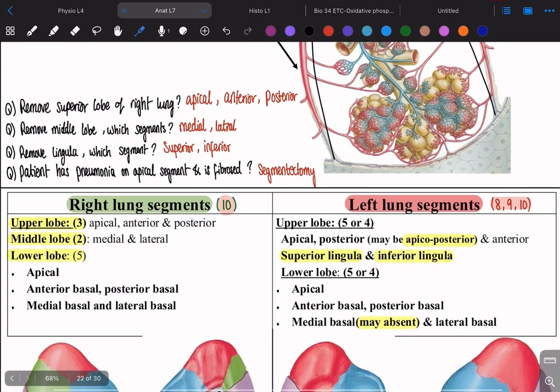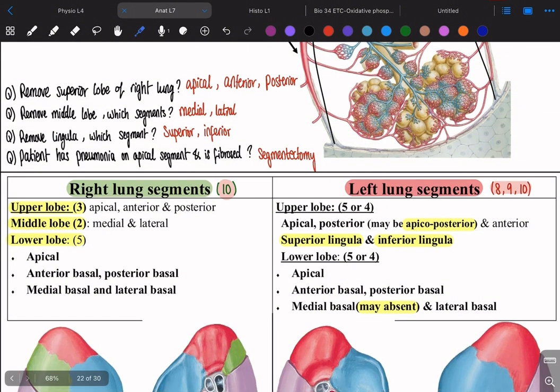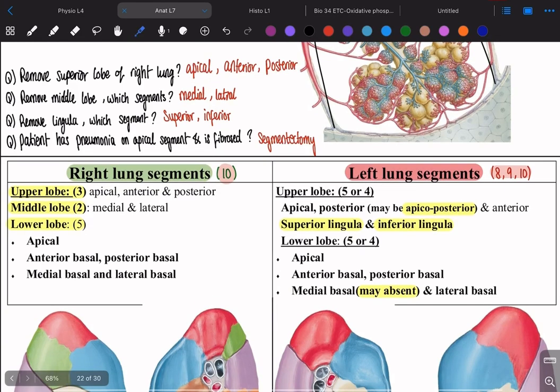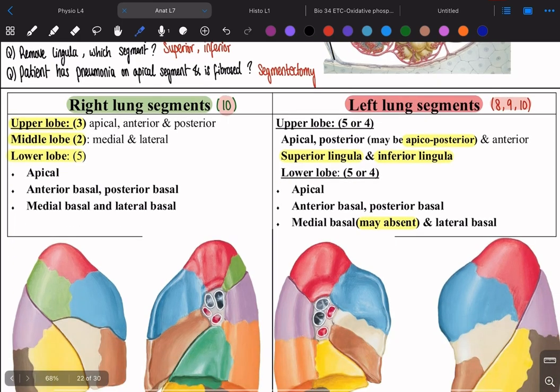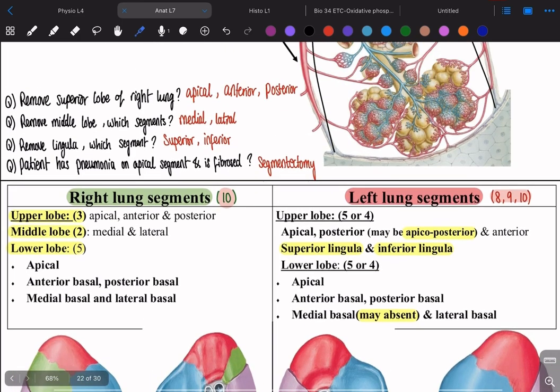So these are the questions the doctor mentioned. Remove the superior lobe of the right lung. If we remove the superior lobe of the right lung, what are we going to remove? We're going to remove the apical, anterior and posterior segments. If we remove the middle lobe, which segment are we going to remove? The middle lobe, which is this lobe here. We're going to remove the medial and lateral.